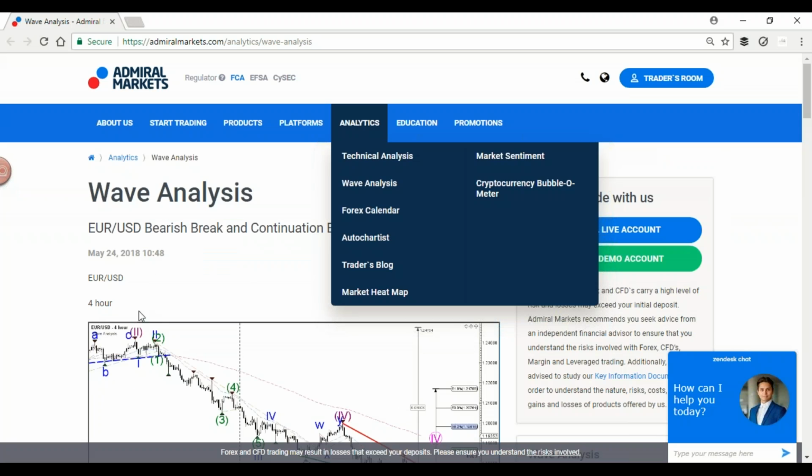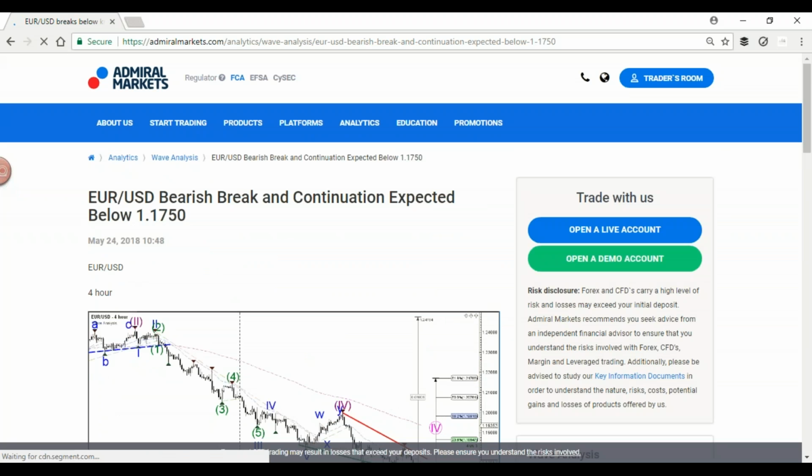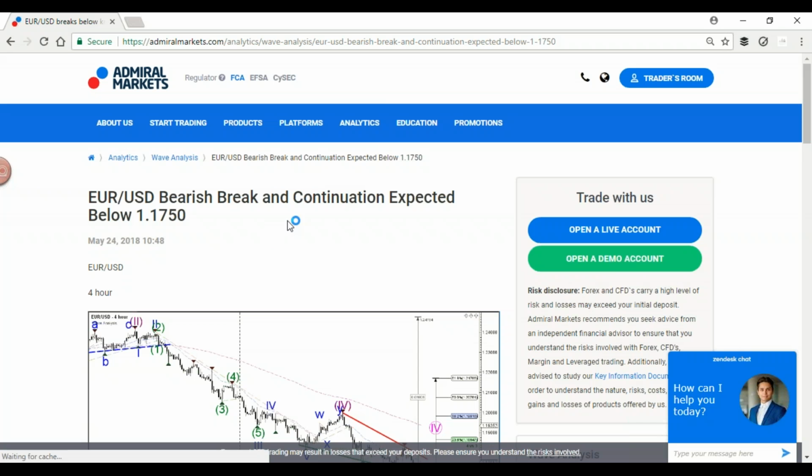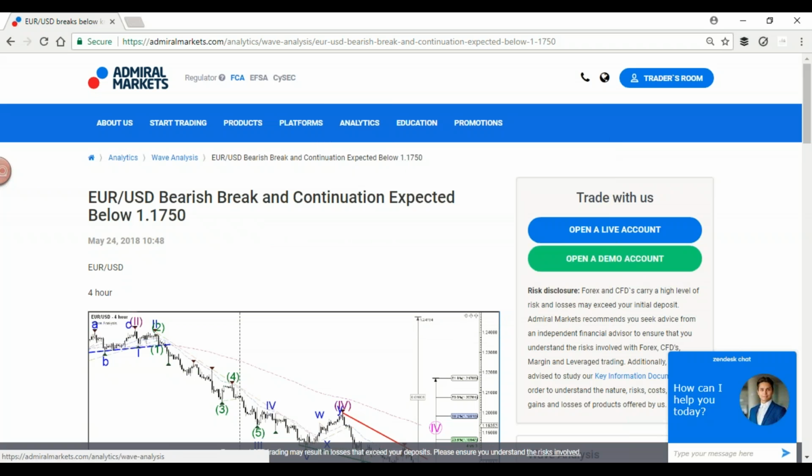So impulsive waves, let's take a look at maybe a live example where we can look at impulsive waves and corrective waves. So let's pull up this euro-dollar analysis from today on admiralmarkets.com. Once again, just as a reminder, just go to analytics, wave analysis. All right. Now, euro-dollar bearish break and continuation expected below 117.50.